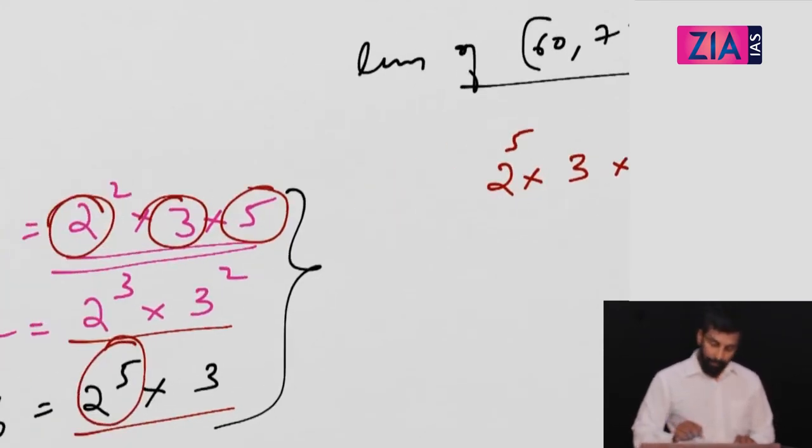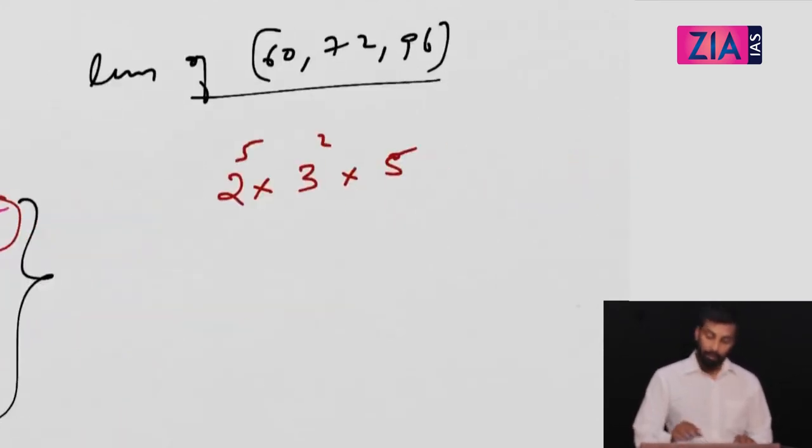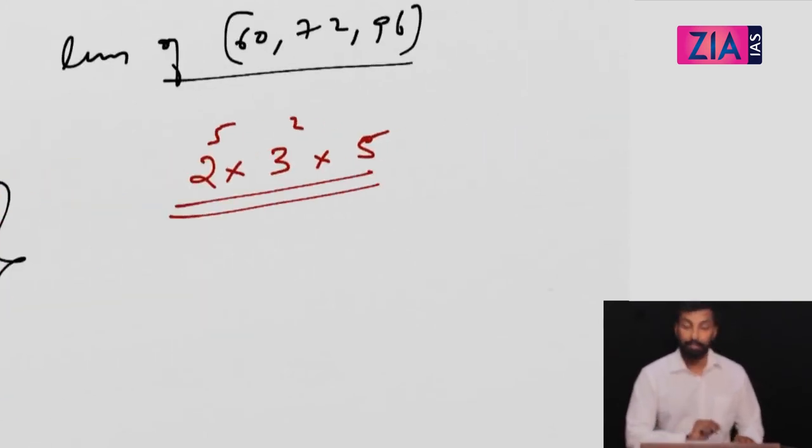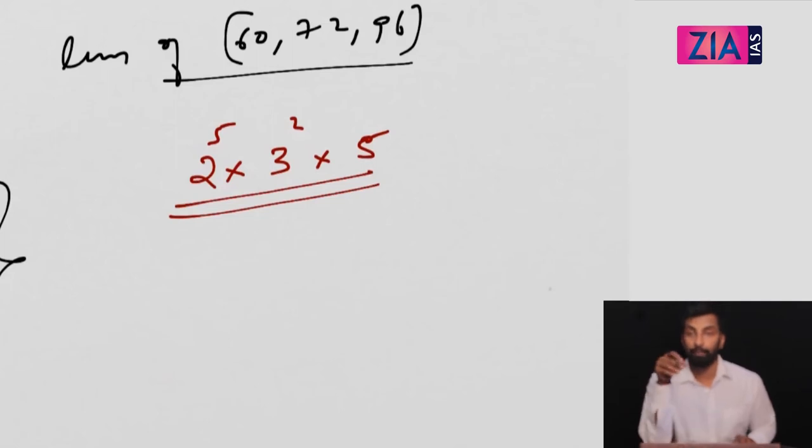Where do you get the highest power of 3? Here. So write the highest powers. And where do you get the 5? That is only 1, so 1 itself. And this is your LCM. So what will you do to find the LCM? Prime factorize the numbers. See how many prime factors are involved. Write all the prime factors and take the highest power of each prime factor.